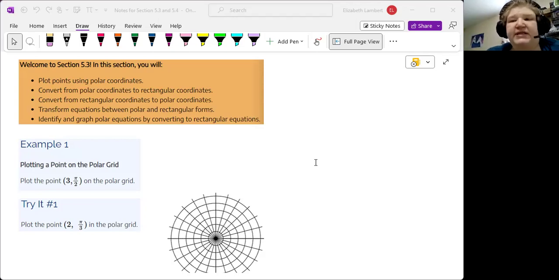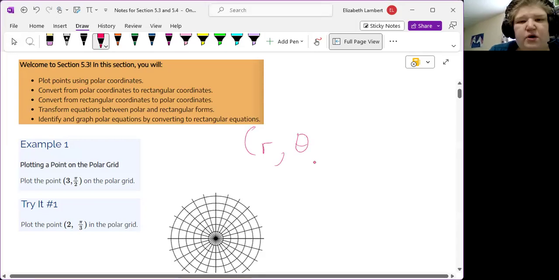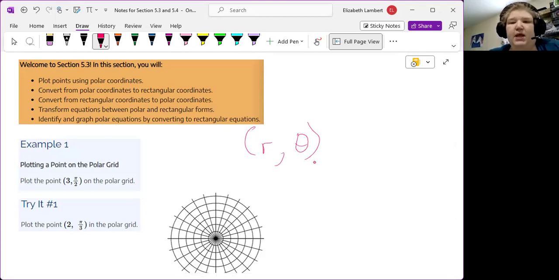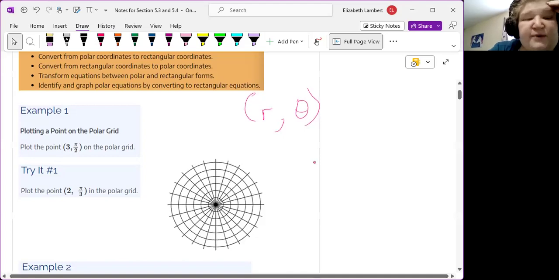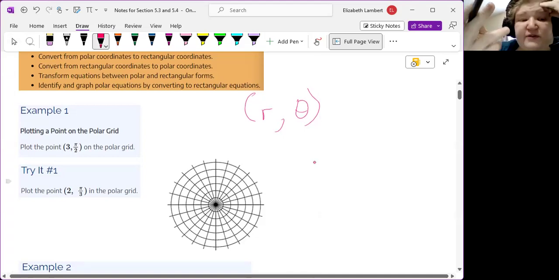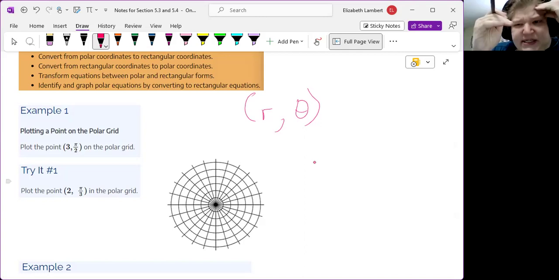So polar coordinates are always written in the form r, theta. We get the radius first and then the angle that it occurs at. Which way you consider those when you're going to plot the points is up to you. So here I have the point 3 comma pi over 2. And we usually use radians here.